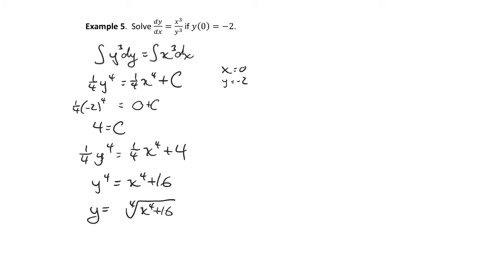Now, this is where the initial conditions come into play. Notice that y of 0 is negative 2. If we plug 0 in for x, we're going to get the 4th root of 16, which we always take the positive, the principal 4th root, which will be positive 2. So I mentioned a minute ago that we have to decide whether we want the positive one or the negative one. Because y is negative up here, we need to choose the opposite of the principal 4th root.